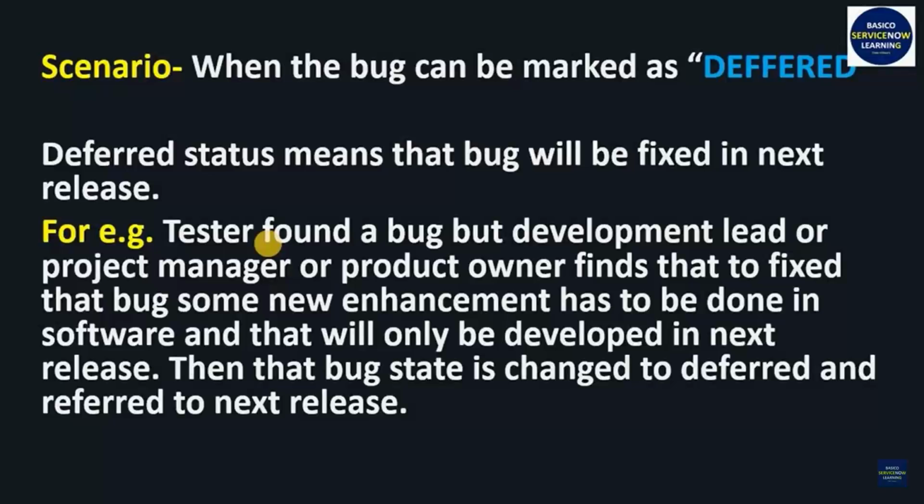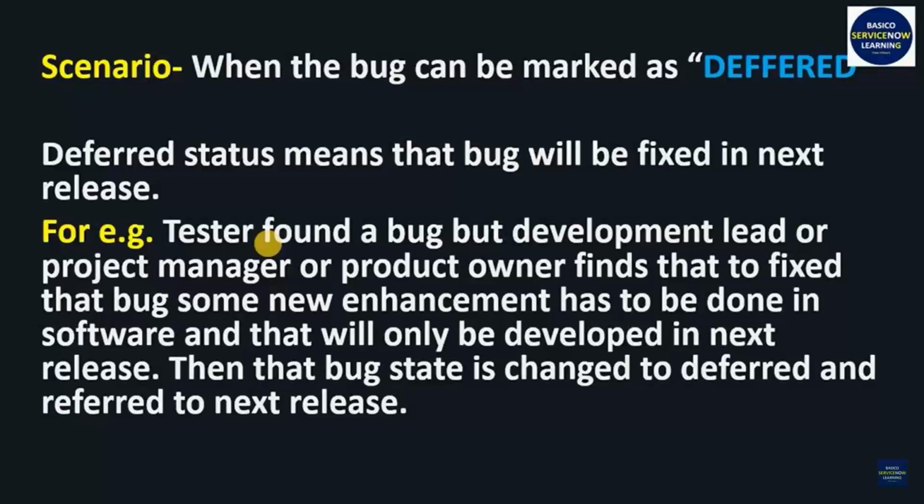Okay, so for example, a tester found a bug, but the development lead or project manager or product owner finds that to fix that bug, some new enhancement has to be done in the software, and that will only be developed in the next release. Then the bug state is changed to deferred and referred to the next release.